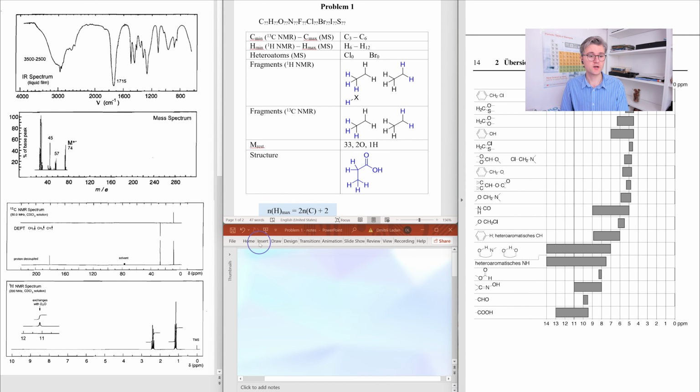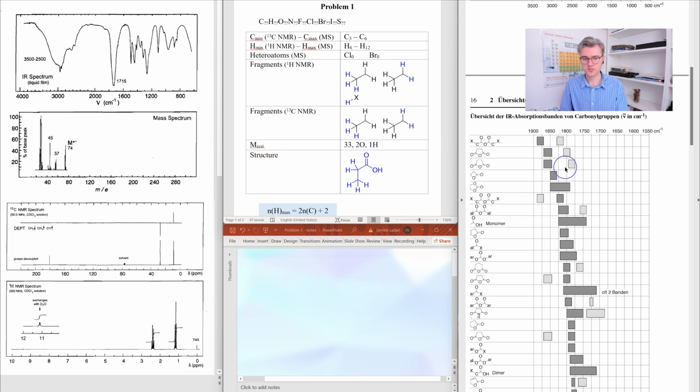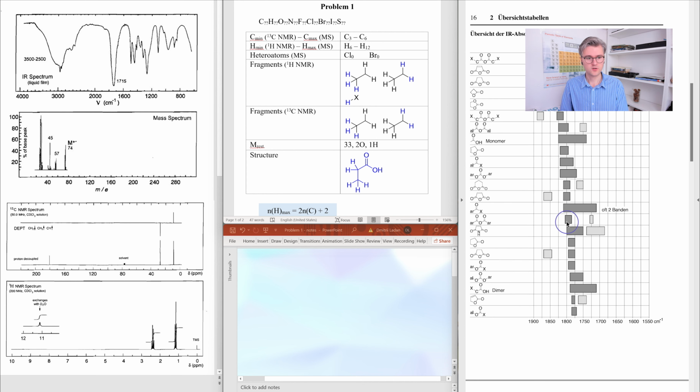Additionally, we can also check the IR spectrum. We see that we have a very distinctive signal at 1715. We should see whether it also fits our functional group in the molecule, which is a carboxylic group. 1715. Yeah, it also looks to be a carboxyl group. So this is also correct.